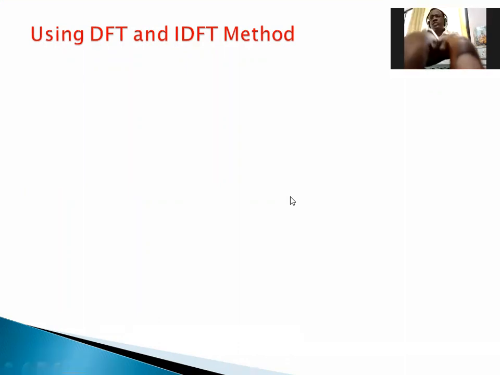In the last lecture, we discussed how to find a circular convolution using the concentric circle method as well as the matrix method. Hope everyone understood that. Does anybody have any question on calculating circular convolution using the concentric circle method and matrix method? Yes? Anybody? No, sir. Okay, very good.